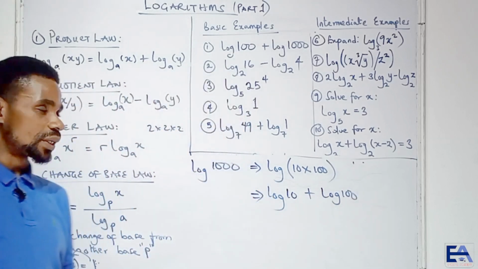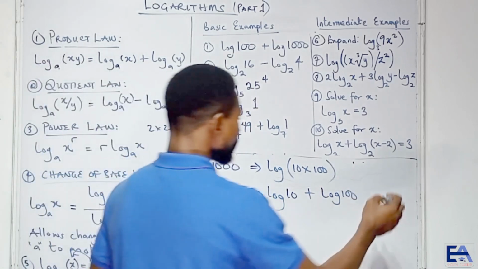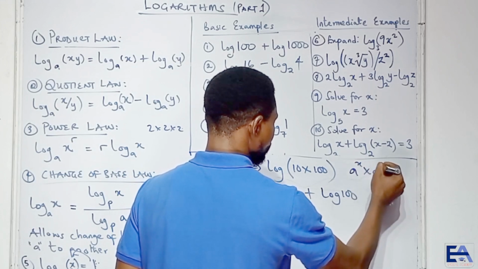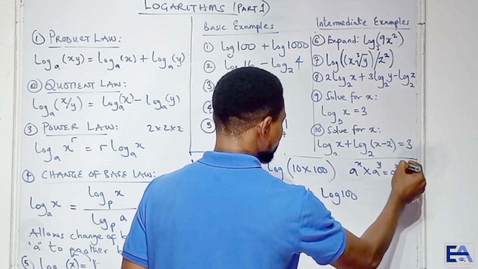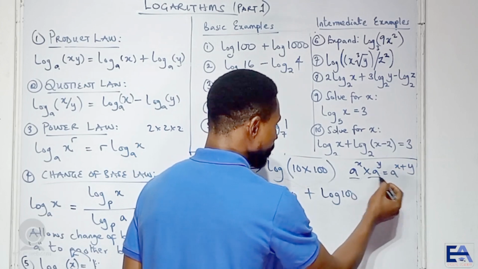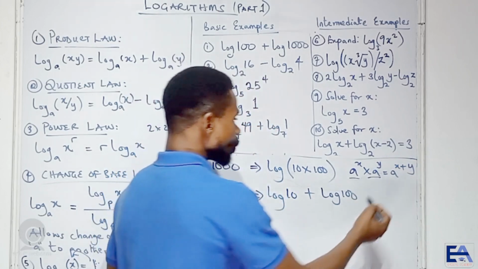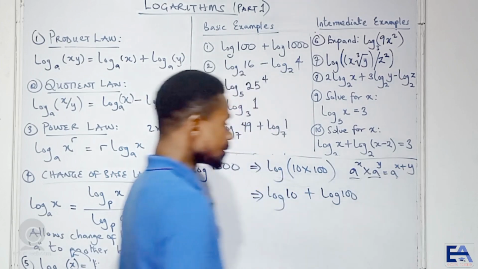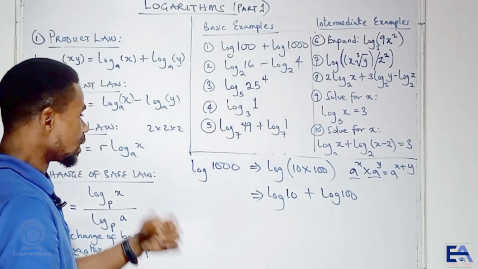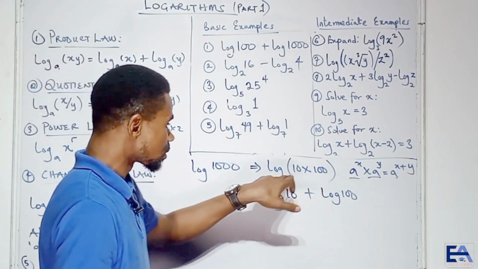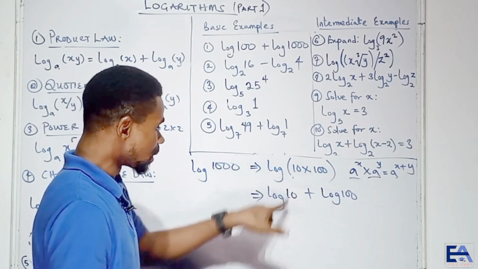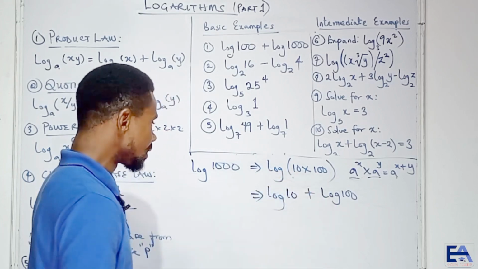Does this not ring a bell? The law of indices says that a raised to power x multiplied by a raised to power y is equal to a raised to power x plus y. So when we multiply with a common base, the powers add. It's just the same thing that we are having here, like the reverse of the case. When we have two numbers multiplying each other, it is the same thing as taking the logarithm of each of them to the common base, then adding them.